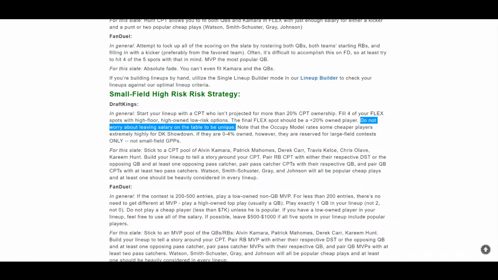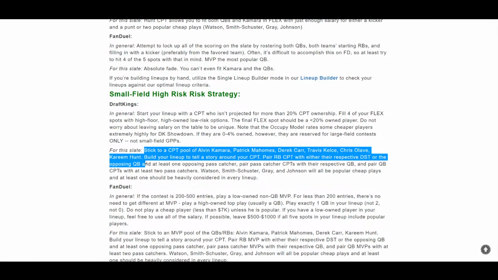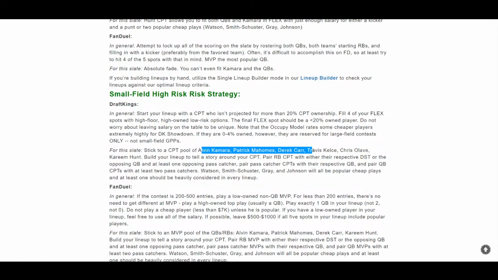Let's see what Bismo says for tonight's slate. For this slate, stick to a captain pool of Kamara, Mahomes, Carr, Kelsey, Olave, Hunt. So now, because of the options on this slate, Bismo, it is his opinion, and we trust him because he writes the daily plug, it is his opinion that we should include Kamara, Mahomes, and Kelsey in our small field GPP. Now, this is where you have to make some decisions, right? We're not going to give you everything. It's part of the fun is making the lineups yourself. So Bismo says it's okay. We can include those guys. So we'll build a couple different ways to see how it looks.